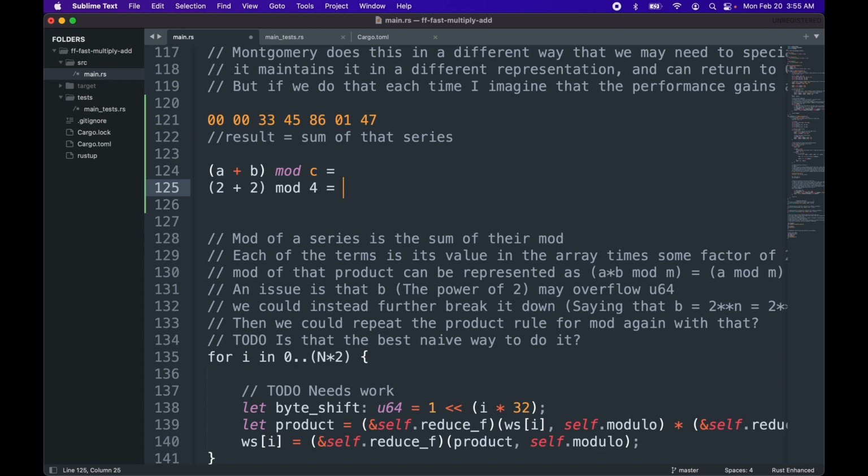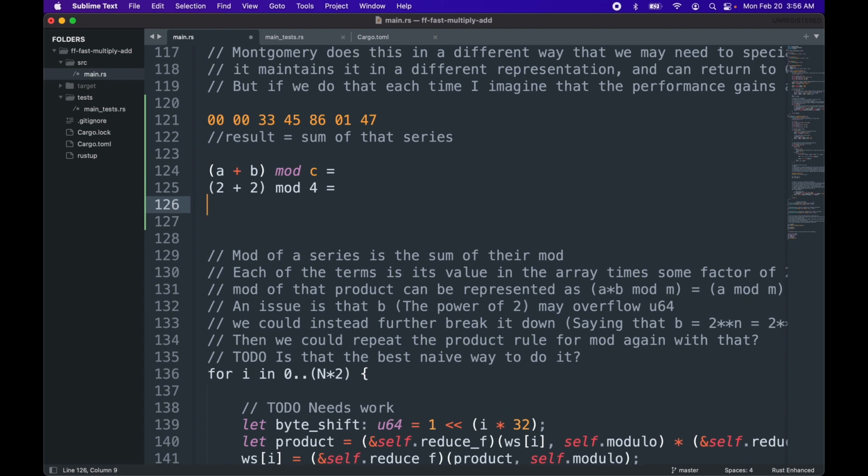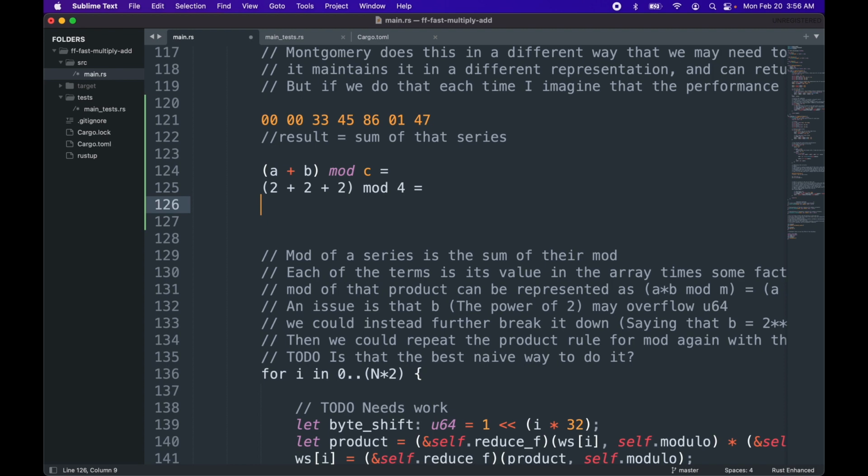Absolutely, okay, mod of a series is the same as that series with each term modded and then the whole thing modded, right? Because you could have something like this, and you can't just mod each term, because then you'd end up with 6, which is greater than 4. So you again have to do that at the very end.